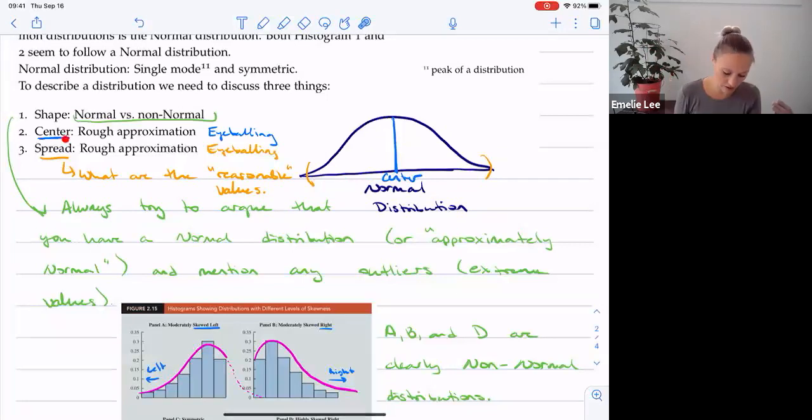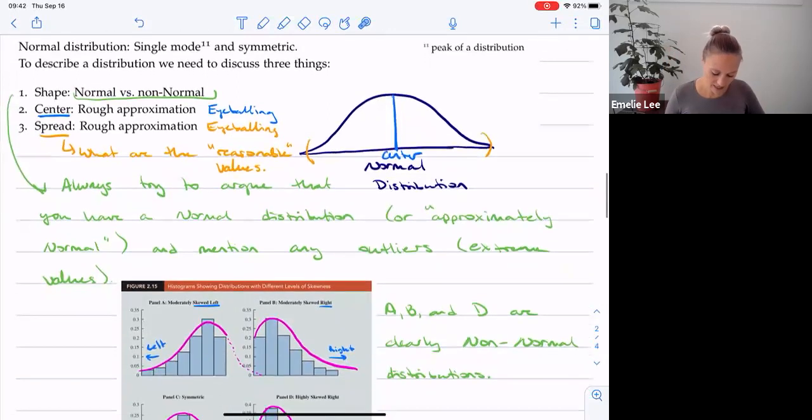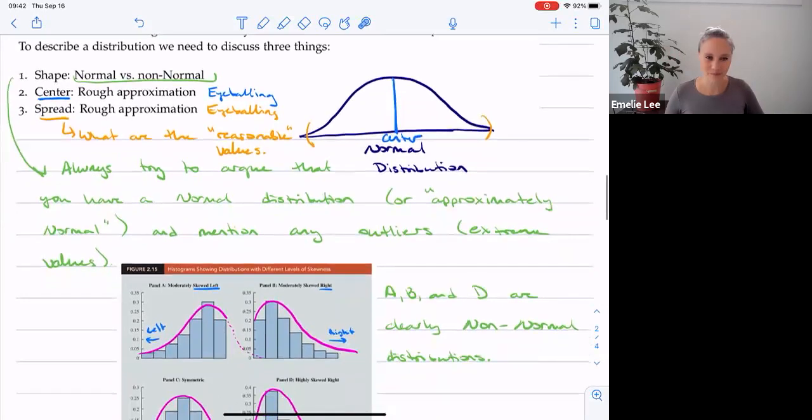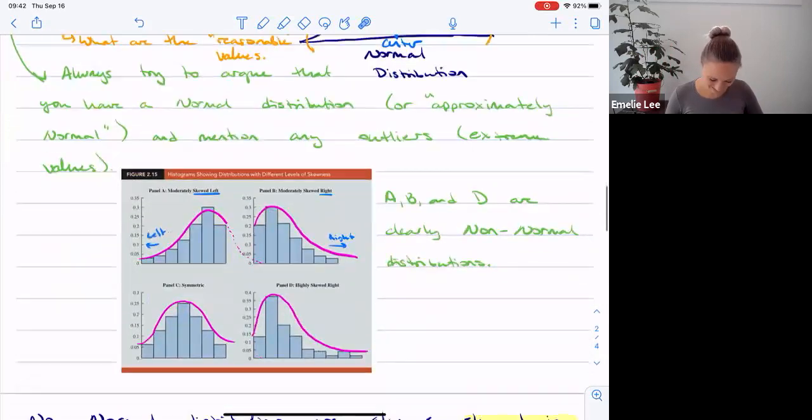And so for the center and the spread, we're about to develop numerical summaries for those, namely the mean and the standard deviation. We're going to have exact values for those. So that's why we're just eyeballing it for now, okay? Yeah, so I'm not calling it the range. You can call it the range and that's totally fine. But I just want from here to here. Nice. Okay.